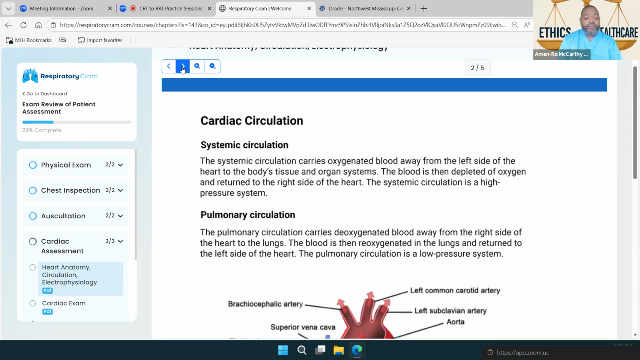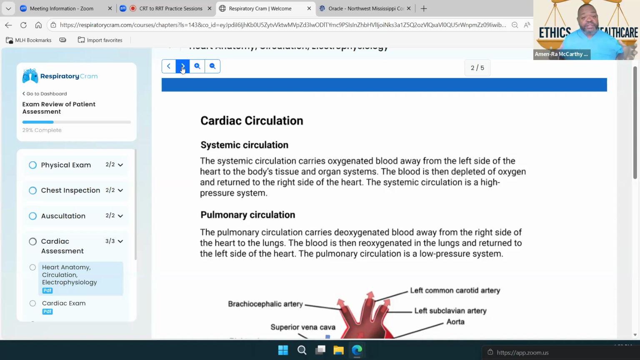So circulation, I'm sorry, systemic circulation, remember, is the left side, right? Systemic circulation carries the oxygenated blood away from the left side of the heart to the body, okay? The blood is often depleted of oxygen and returned to the right side of the heart. So it goes from the systemic or left side of the heart to the body to be used at the tissue level, right? And then that's when we have internal respiration, right?